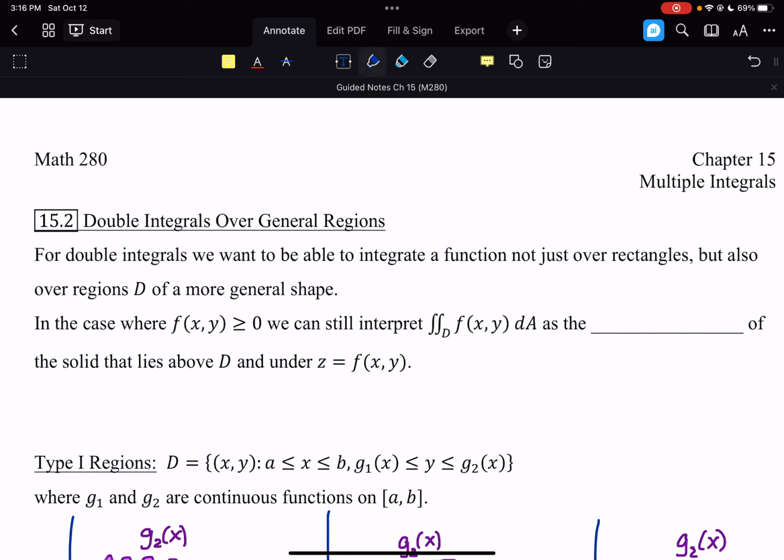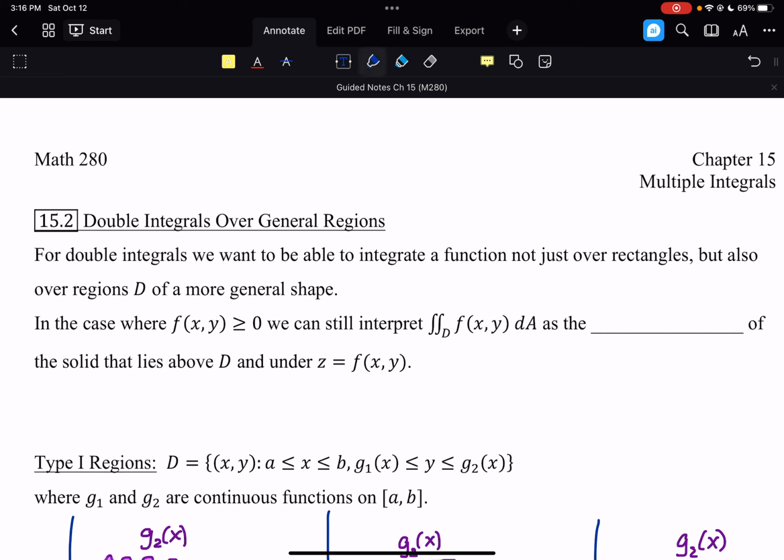But we're using the letter D this time instead of R, because R represents a rectangular region. D will represent just a general region in the xy plane. These types of regions can be broken into two different forms. So we're going to look at those right here.